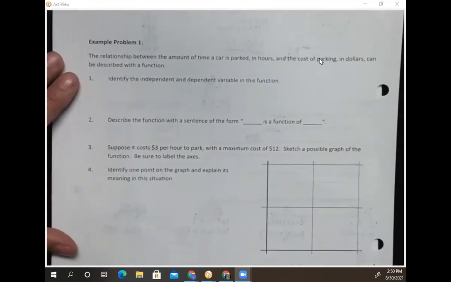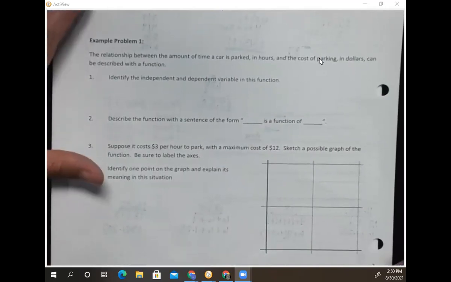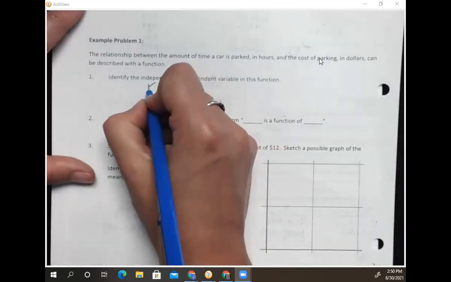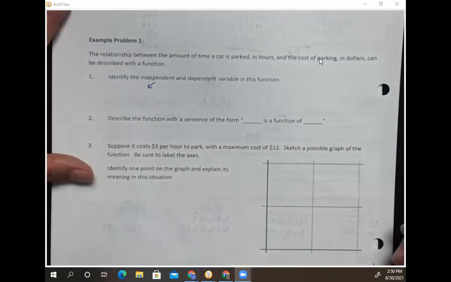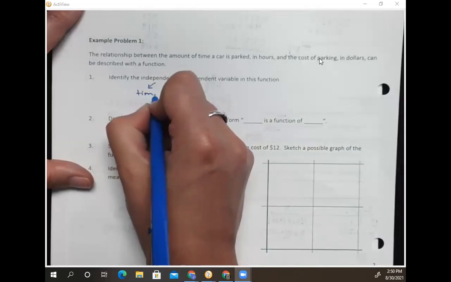For example 1 on page 2, it says the relationship between the amount of time a car is parked in hours and the cost of parking in dollars can be described with a function. So they're telling us this is a function. Number 1, identify the independent and dependent variable in this function. We just did this with your test on Friday. What would be our independent variable here? Yeah, the time that my car is parked.